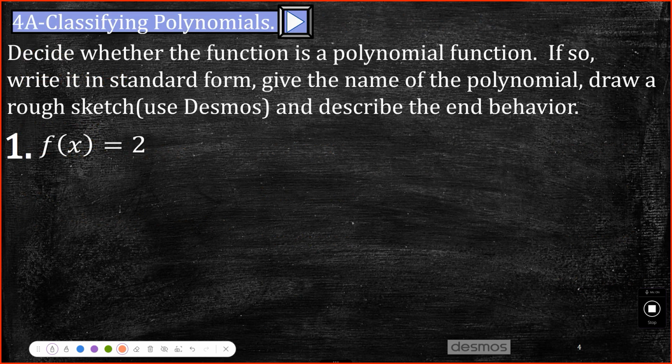Write this down. We got to get going here. Classifying polynomials. Decide whether the function is a polynomial function. If so, write it in standard form. Give the name of the polynomial. Draw a rough sketch. Use Desmos if you need to. And then describe the end behavior.